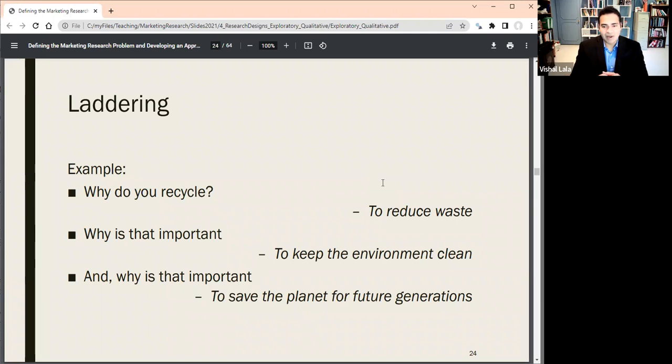So here's an example of laddering. A conversation might go in a form like this, where the researcher asks, why do you recycle? The customer says, to reduce waste. The follow-up question is, why is that important? The respondent says, to keep the environment clean. And why is that important? To save the planet for future generations. So now we've understood the deeper reason for recycling is to save the planet. So any advertising should highlight the saving the planet part. Right? And that's what can be learned by these depth interviews, laddering being one example.